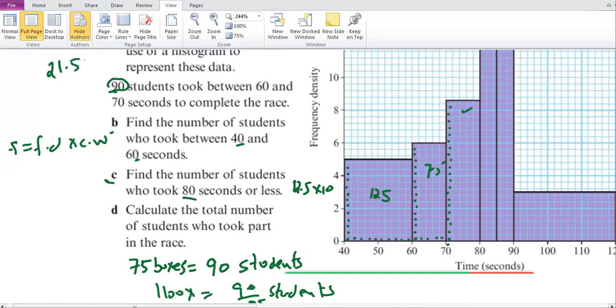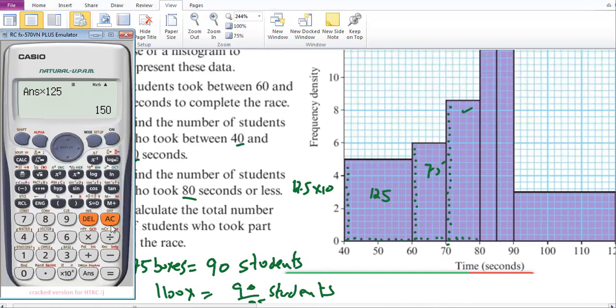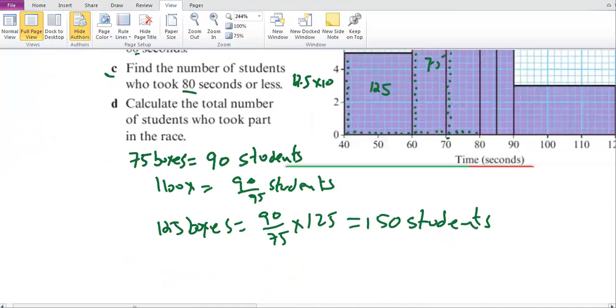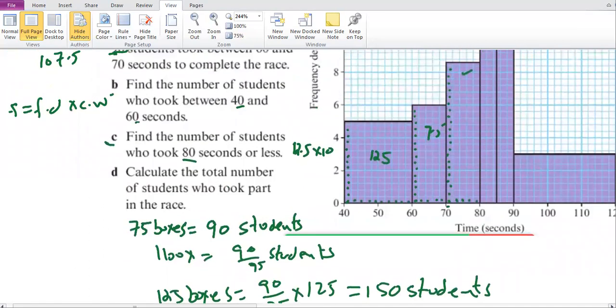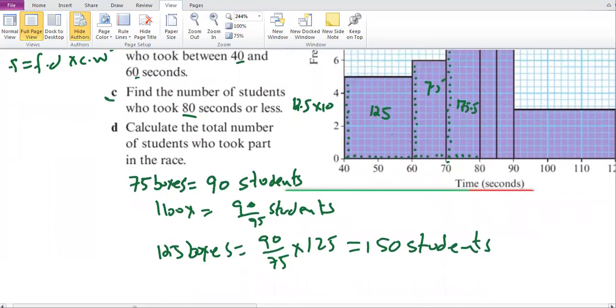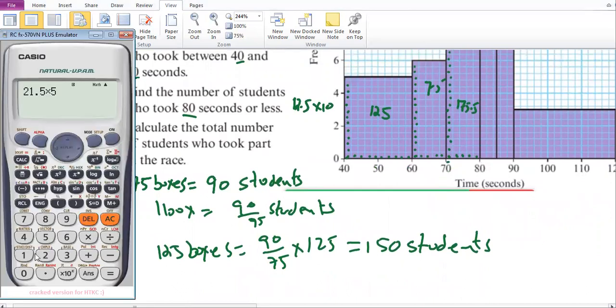Okay, 21.5. And horizontally, how many are there? 1, 2, 3, 4, 5. Multiply with 5. So 21.5 multiplied by 5 is 107.5 boxes. So now how many total students will there be? First, find the total number of boxes between that. These boxes are 125 plus 75 plus 175.5. So the number of boxes is 375.5.